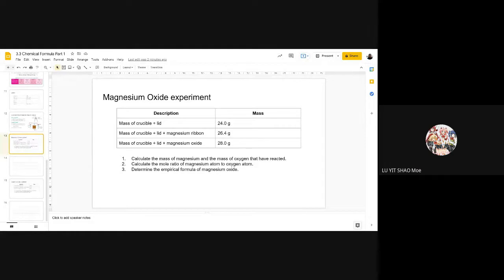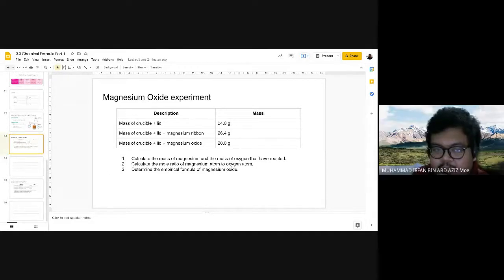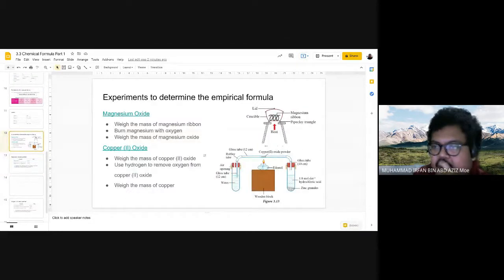Teacher, what is crucible? Okay, let me explain. Sebab tu you need to see the experiment. Okay, this is the diagram for the experiment on magnesium oxide. Crucible ni adalah kita panggil apa? It's porcelain. Dia bekas actually.